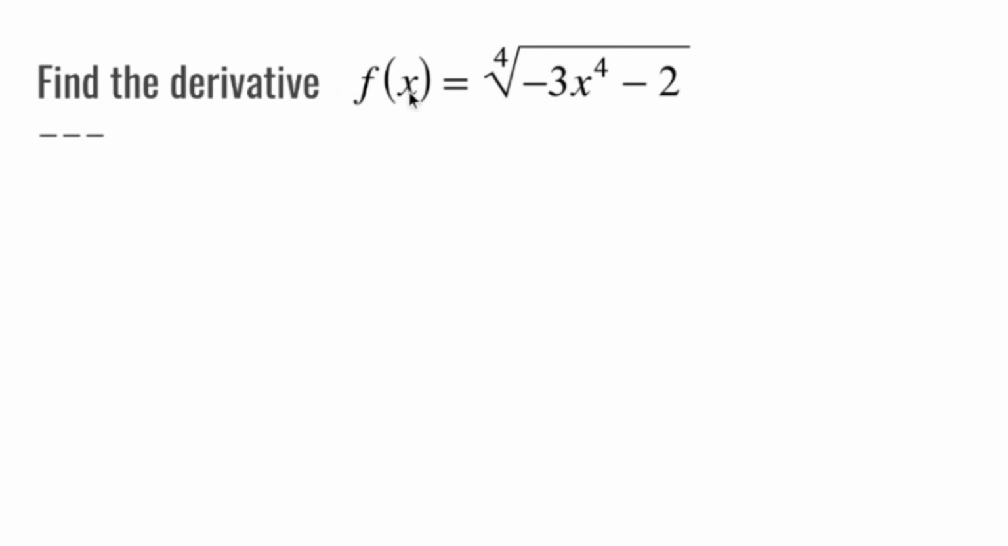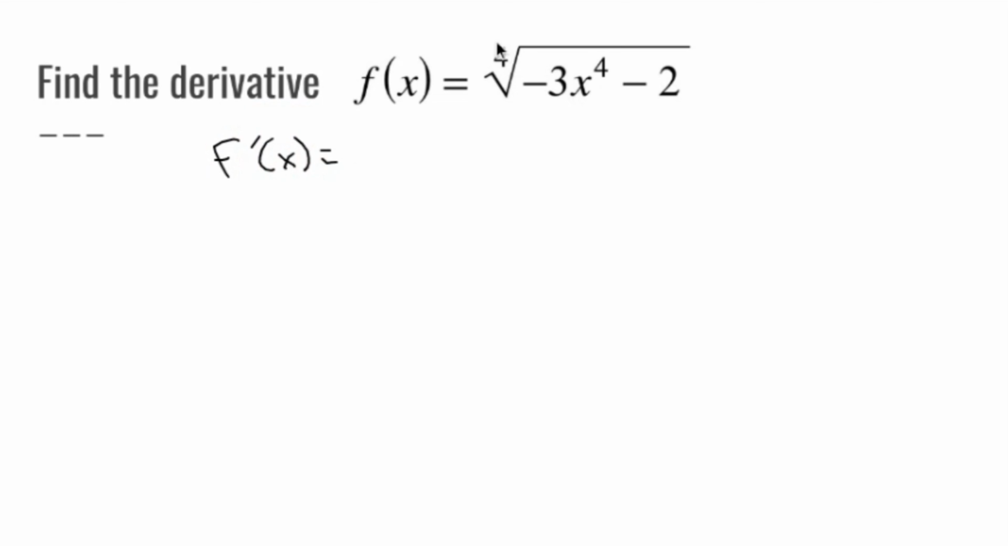Find the derivative of f of x equals the fourth root of negative 3x to the fourth minus 2. So what we have here is a function within a function. So that's going to require the chain rule. Now, a lot of teachers might use u's and v's and f's and g's, but I don't like to do that. This is how I like to view the chain rule. This is how it works in my little brain.